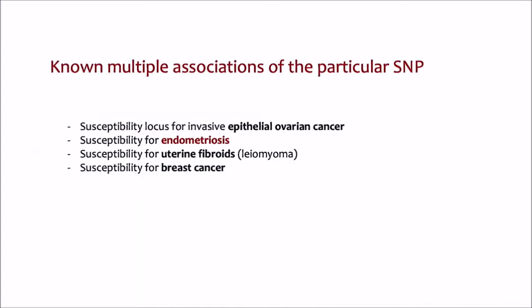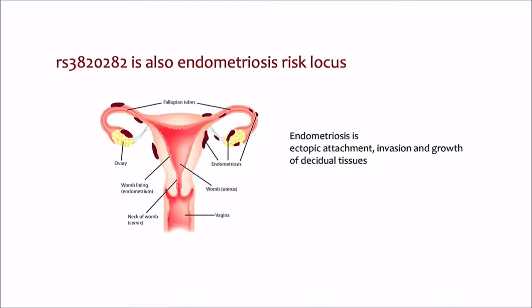So what comes in addition to this study is that the locus I'm looking at, the general locus, has been associated with multiple different diseases. It's been associated with susceptibility for invasive epithelial ovarian cancer, the endometriosis with uterine fibroids, and also with breast cancer. And so what I just wanted to just quickly explain is what endometriosis is, because it will become important.